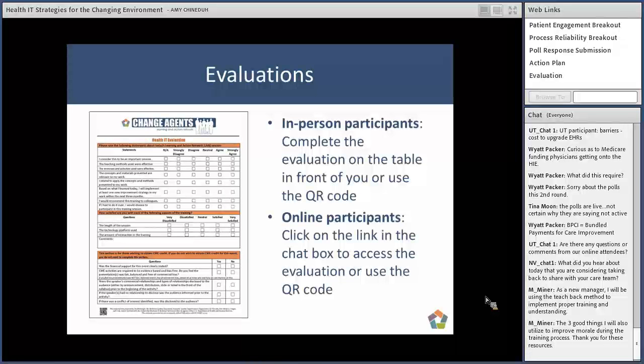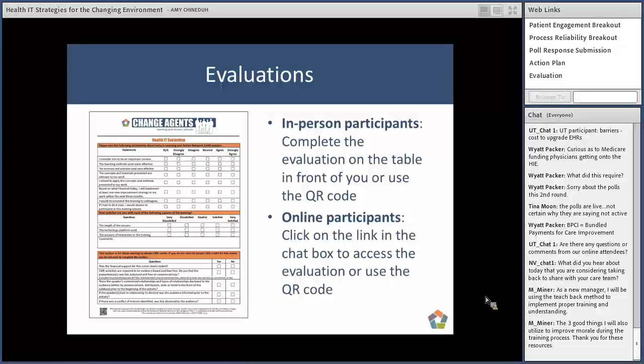Before you leave today, we ask that you complete an evaluation. We want to know about your experience today so that we can improve for the next Change Agent Learning and Action Network activity. We would like you to complete the evaluation for each of the sessions that you attended today: the plenary session, if you haven't already completed that one, as well as each of the breakout sessions.